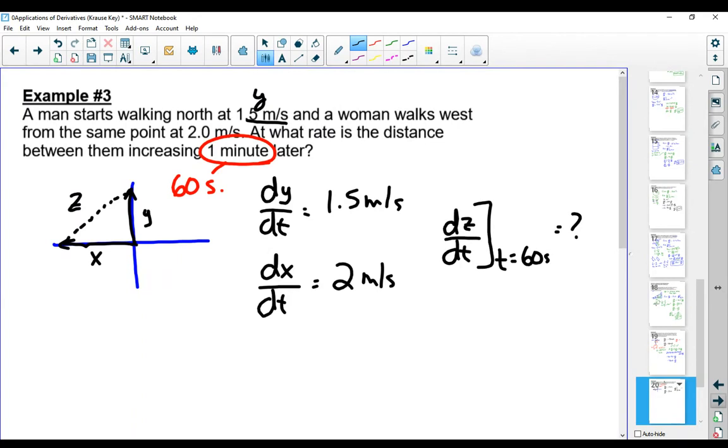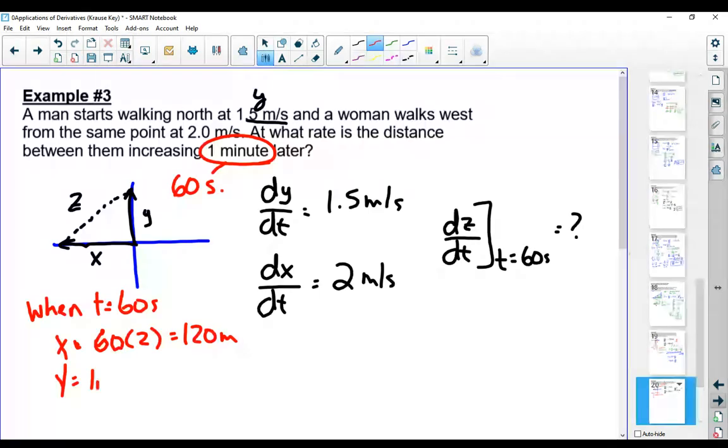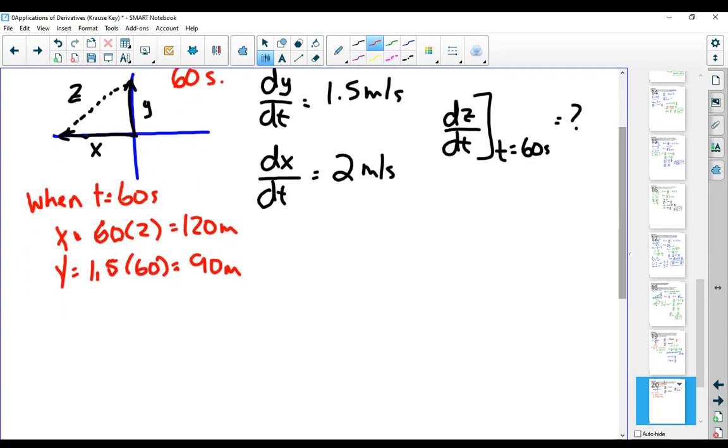So in order to solve the question, we need to figure out where the points are at 60 seconds. So when t equals 60 seconds, x will be 60 times 2, which is 120 meters away. And y will be 1.5 times 60, which is 90 meters away. So doing Pythagorean theorem, z will equal the square root of 120 squared plus 90 squared, which is 150 meters.